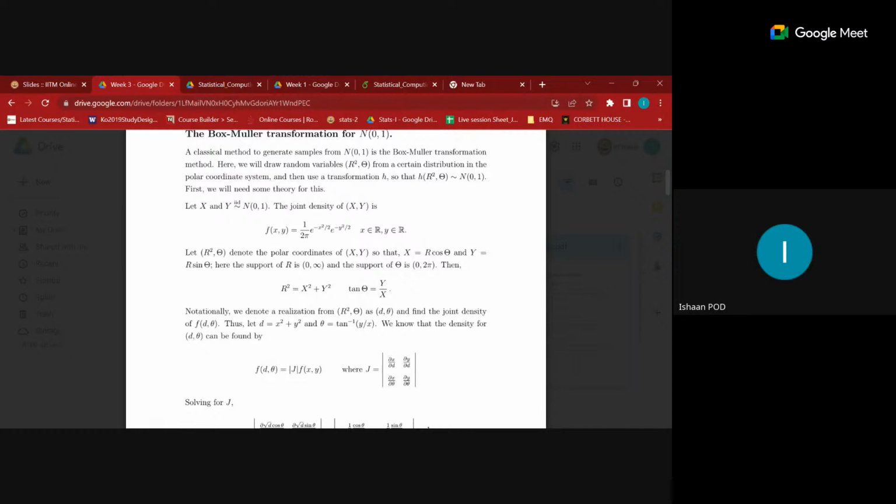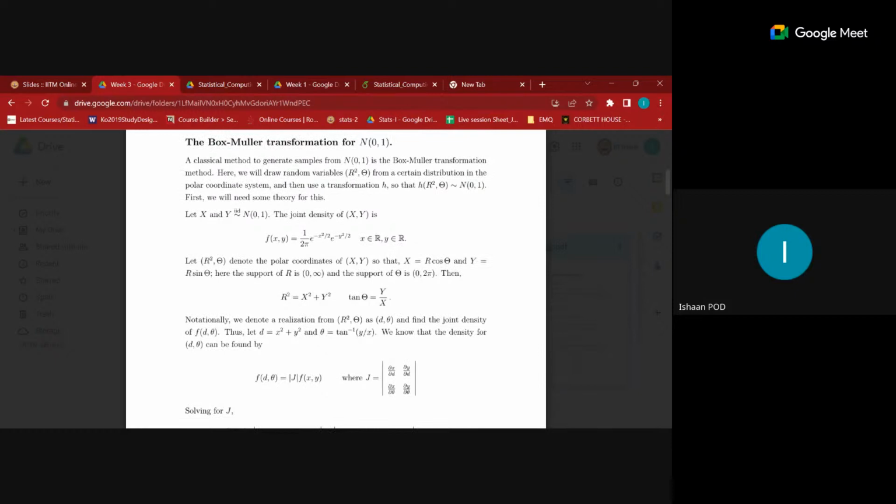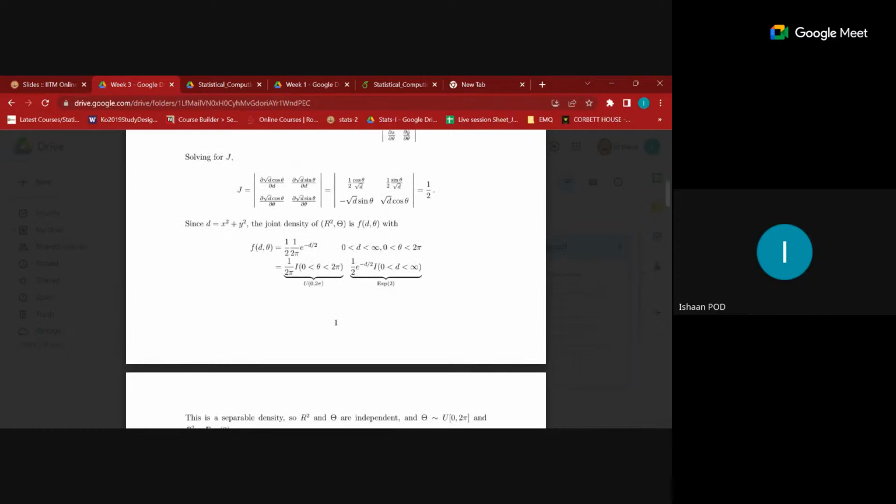So what it has shown is that if you can't generate directly from standard normal, right? It is saying draw from the uniform if it is feasible, and draw from the exponential distribution if it is feasible. Then you can use those two draws to generate from standard normal. That is the main logic.